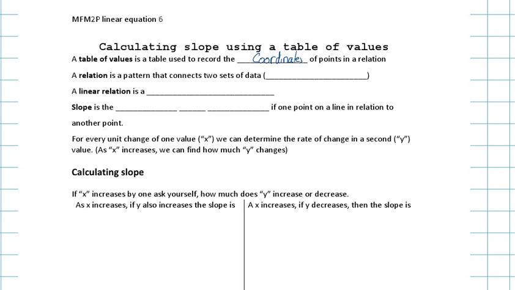of the points in a relation. So a relation is a pattern that connects two sets of data, which is the ordered pairs. What I mean by that is the relation is connecting the x and the y. Okay? So it's relating x to the y.